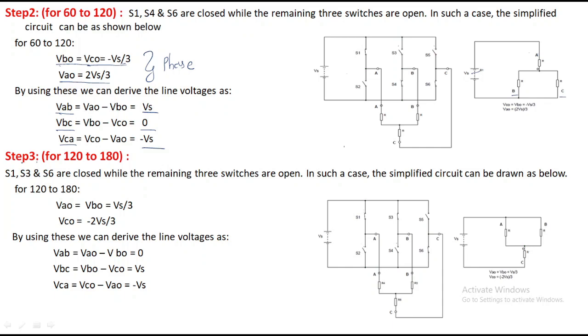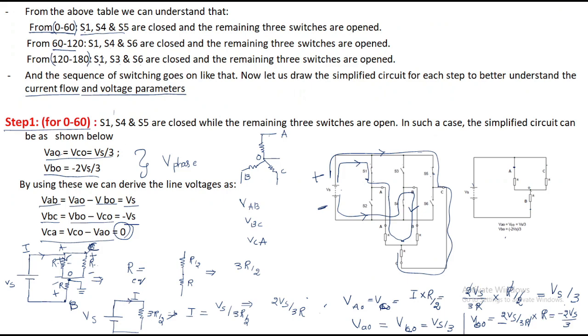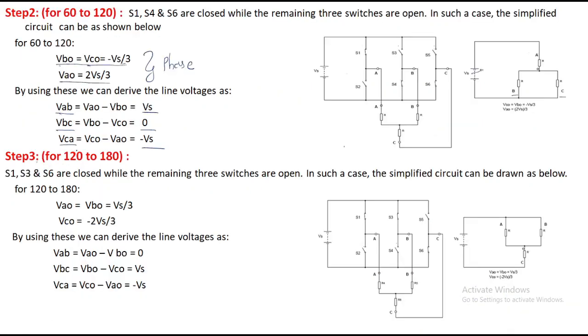Next, for step 3, for 120 to 180 degrees, look here. S1, S3, S6 are closed. S1 is closed, S3 is closed, S6 is closed. Remaining are open. In such a case, the simplified circuit for 120 to 180 degrees is like this. So S1, S6, A, B are on the upper side.